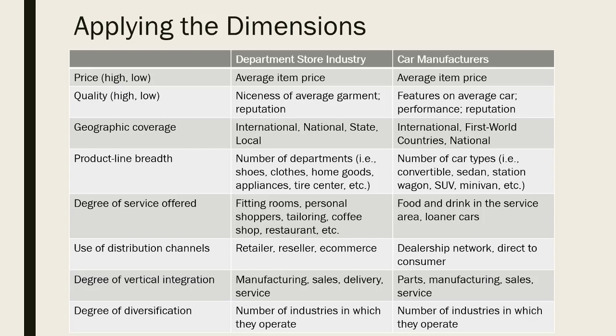The last one is degree of diversification, which in both industries is going to relate to the number of industries in which they operate. And so if you think about the auto manufacturers, if you think about somebody like Honda, Honda operates business in a wide variety of industries, right? They make jet engines and cars and motorcycles and lawnmowers. And so they have a high level of diversification versus somebody like Hyundai, who primarily only makes cars, or Toyota, who sort of sticks inside that industry particularly.